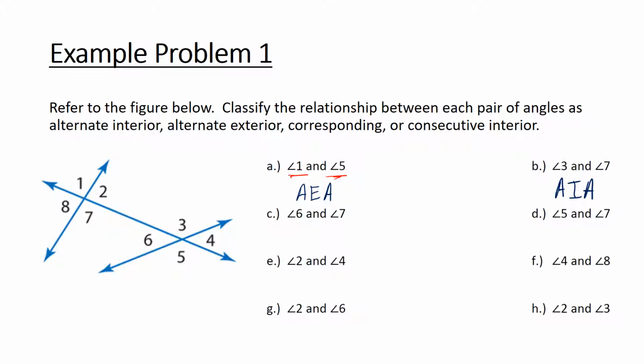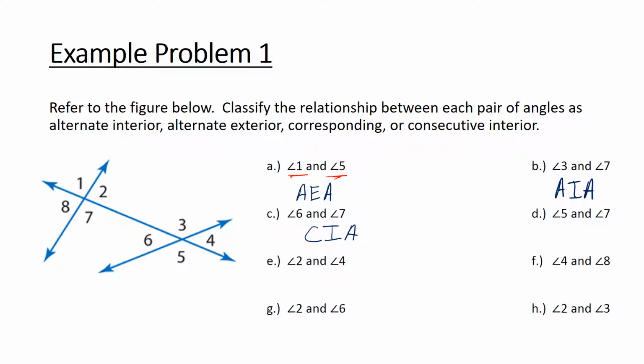On question C, we're looking at 6 and 7. 6 and 7 are on the same side of the transversal and both interior angles. So by our definitions, this has to be a pair of consecutive interior angles, abbreviated with the CIA.